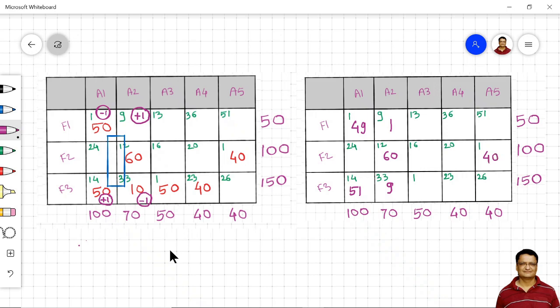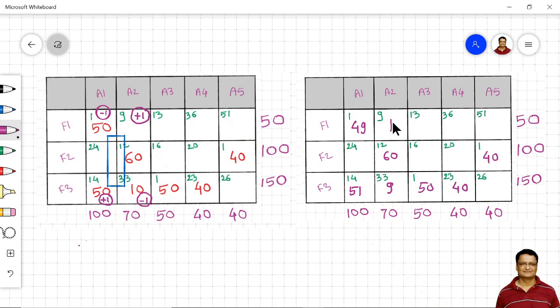So if I put all these values, let me see whether it satisfies all constraints. So this 49 plus 1 is equal to 50, 60 plus 40, 100, 51 plus 9 plus 50 plus 40 is equal to 150. So all the row constraints are satisfied. 49 plus 51, 100, 1 plus 60 plus 9 is giving a value of 70, 50 is equal to 50, 40 is equal to 40, and 40 is equal to 40. So in this way I can allocate something to this cell.